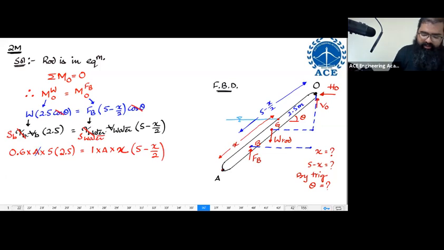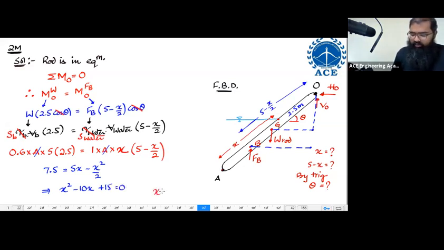Again, I can cancel area and area, since it is prismatic. So what do I have? 0.6 times 5 is 3, 3 times 2.5 is 7.5. You have 7.5 equal to 5x minus x square by 2, which implies you have a quadratic now: x square minus 10x plus 15 equals 0. From here, get me the value of x.